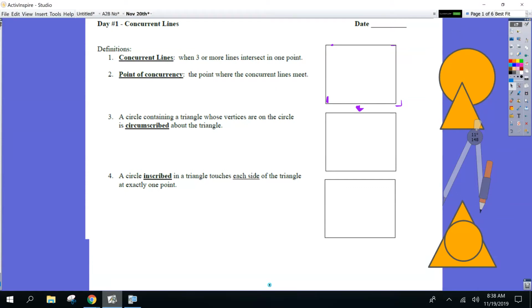This unit deals with the triangle. You guys thought you knew a ton about the triangle. Oh, I know what isosceles is. There's 180 degrees in every triangle. You know nothing yet, all right, until after this unit.